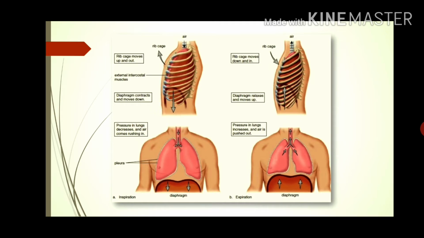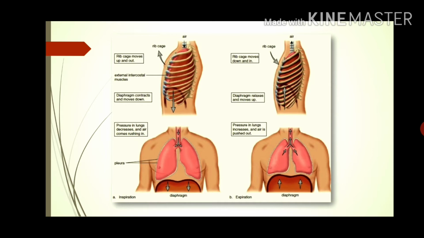Now, what happens in expiration is exactly opposite. The flat diaphragm will come back to its original dome shape. The muscles will relax, and the thoracic volume decreases, because of which the air will go outside due to the increase in pressure. That is, you breathe out carbon dioxide. One expiration and one inspiration gives you one breath.